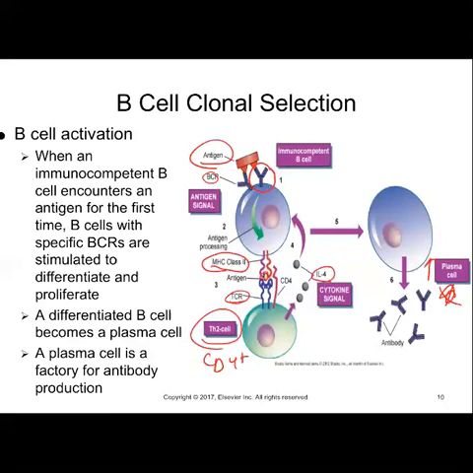So again, over here, a differentiated B cell becomes a plasma cell. A plasma cell is basically a factory for antibody production. It generates crazy amounts of antibodies and spits them out of the cell, usually into the blood, where they can go and do other things.